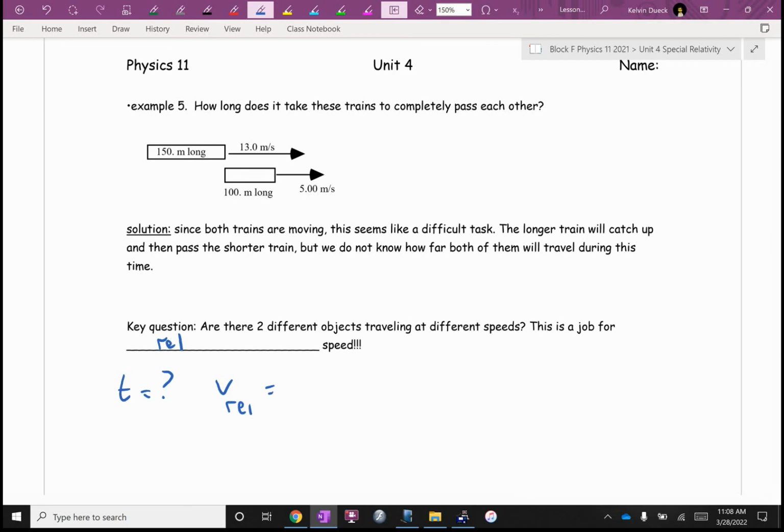18 or 8? Which one? Here's how you can remember. What's worse, head-on collisions or rear-end collisions? Head-on collisions. So head-on would be 18. Here, 8. Good. Okay, and the acceleration A is 0.